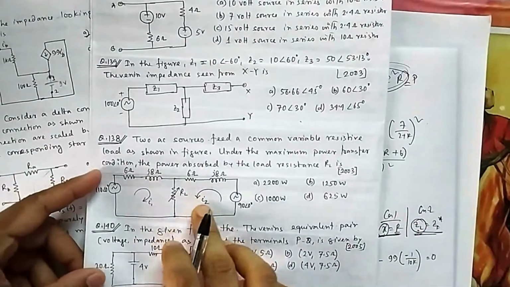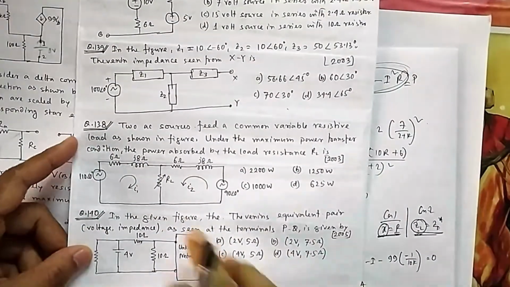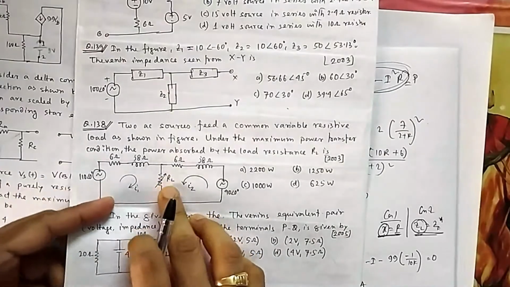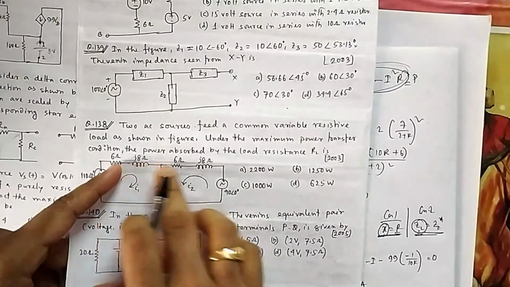This one, question number 138, you check question number 138. There I have derived this one. This R should be equal to RL, we have calculated. In that case also it is 5 because it was 3 plus j4 in parallel. These two are in parallel, so 3 plus j4.